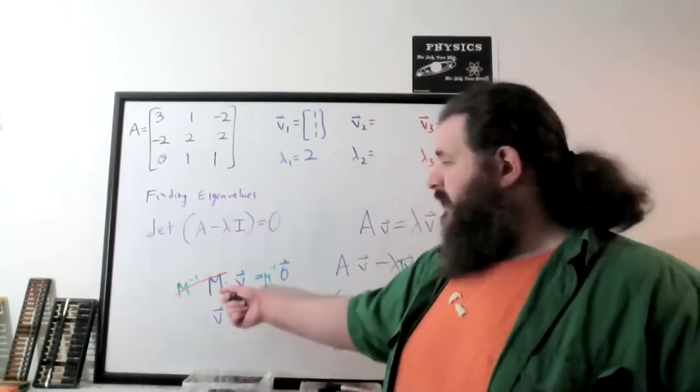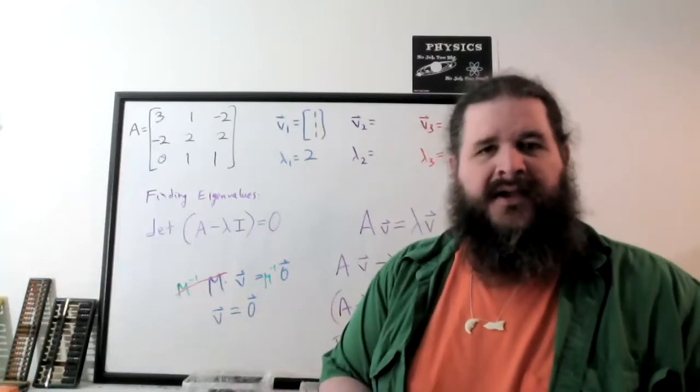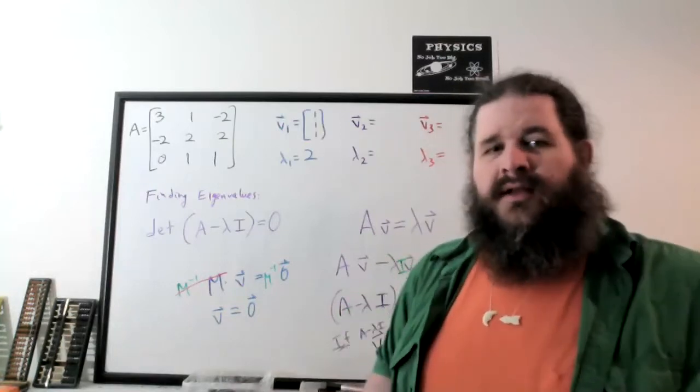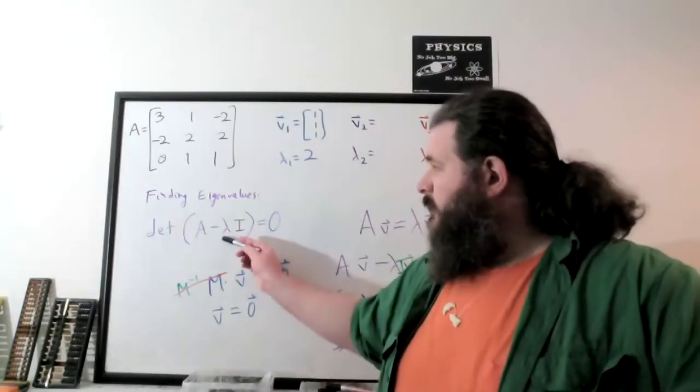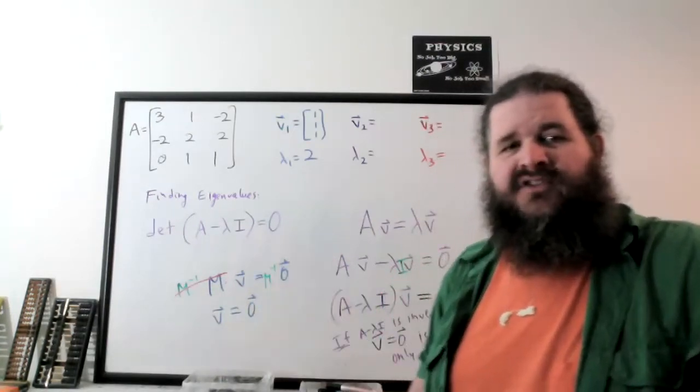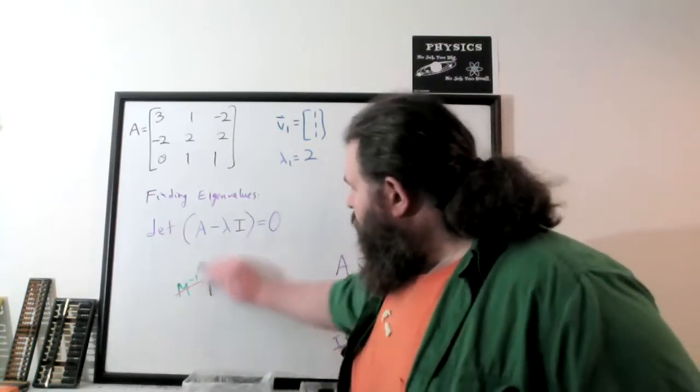In other words, if M has an inverse, then that means the 0 vector is the only vector in the null space. But we want non-zero vectors. We want to find all the eigenvectors, not just the trivial one. So we have to assume that this matrix A minus lambda I is not invertible. So let's try writing that out.